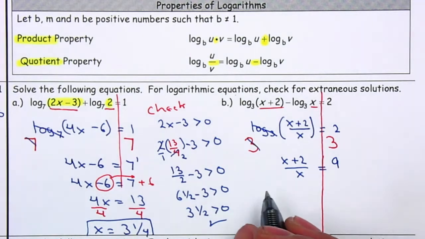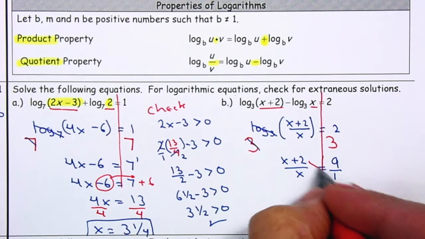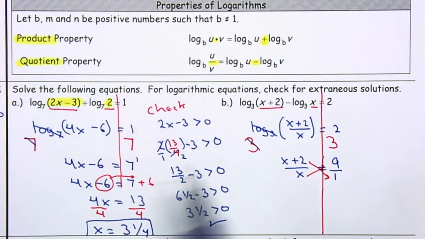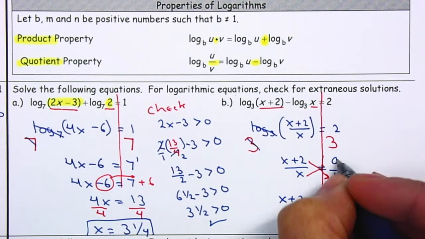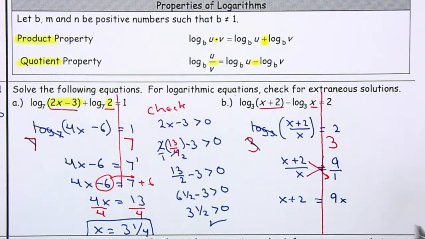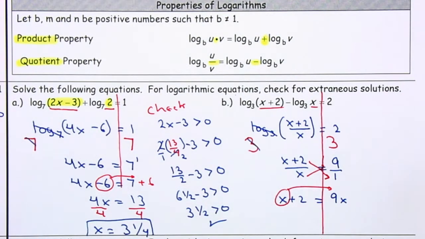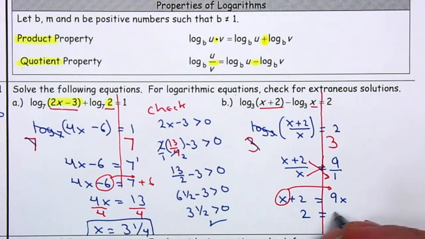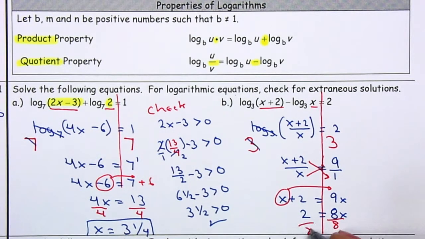Now to simplify this, I'm going to place this over 1. And now I can just cross multiply. So x plus 2 times 1 will be x plus 2. X times 9 will be 9x. I can solve this. I'm going to move my x to the right, becomes a negative x. That'll give me 2 is equal to 8x. Divide by 8 on both sides. That'll give me x is equal to, reduced, 1/4.